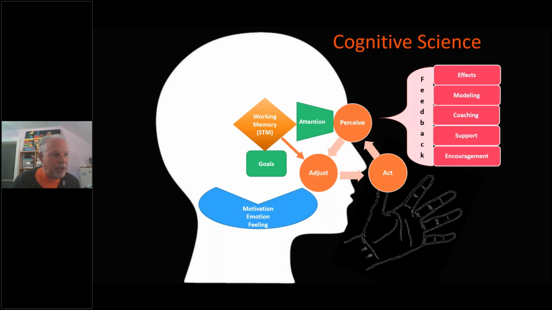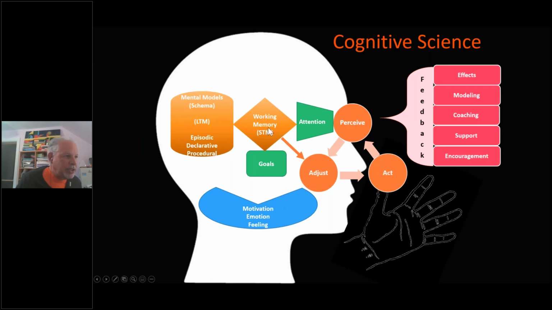So what happens is that's where your goals and your attention are combined to say, okay, I perceive this, here's my goal. What's the difference between them? Okay, I've got to adjust. And then there's an adjustment made. And that happens in this conscious area called working memory. Okay. Now, working memory, when you process stuff, it can go into long-term memory, LTM, which includes mental models or schema. Okay, that's how our models and our perceptions of the world, our way of thinking about the world.